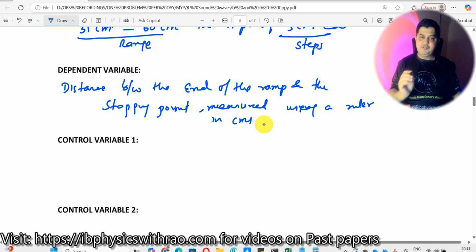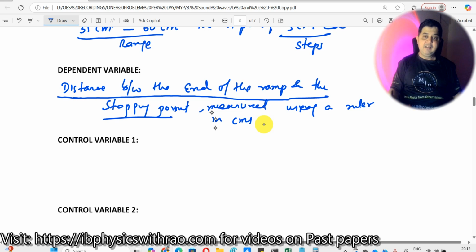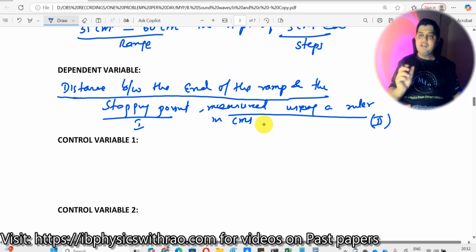Again, we assume that there are 3 parts. The first one is you are going to mention clearly the name of the dependent variable. This is your first part. The second part, measured using a ruler, tells you what measuring instrument you are going to use. Finally, I mention what the unit is. All three parts are very clear. You should definitely get 1 mark. Never assume, saying okay, 1 mark, should I write so much. If you have more information, I will be very happy to correct you.